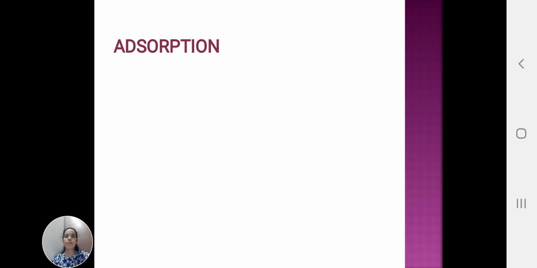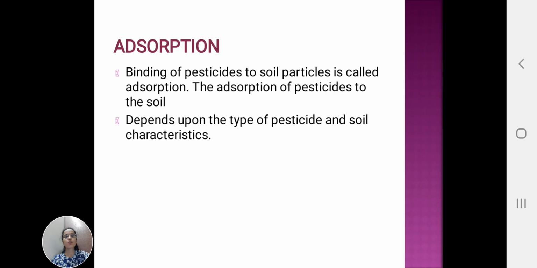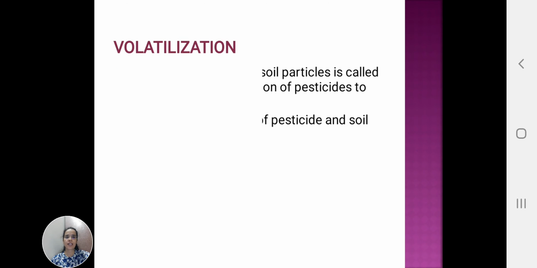Adsorption is the binding of the pesticide to the soil particles, and it depends upon the type of the pesticide as well as the soil characteristics. It has been found that pesticides are strongly adsorbed to soils which are rich in clay or organic matter, and they are loosely adsorbed to soils which are composed of more of sand. That is, sandy soils have less adsorption of the pesticides.